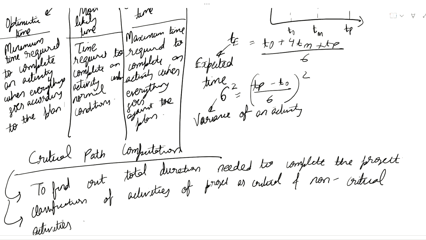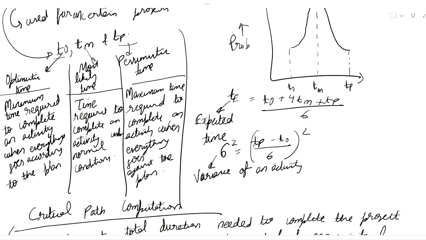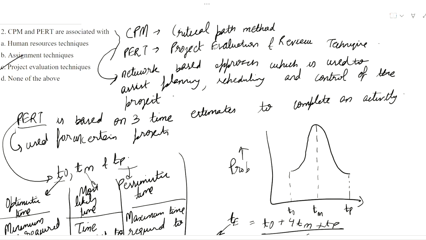Now, the critical path method is used to find out the total duration needed to complete the project. Here we have classification of activities of the project as critical and non-critical activities.